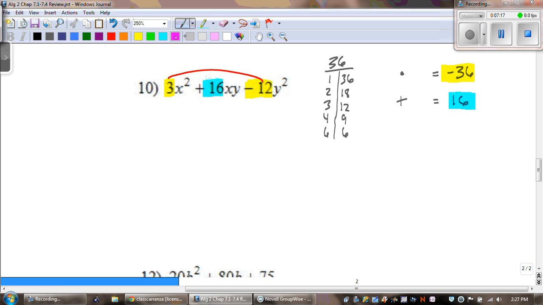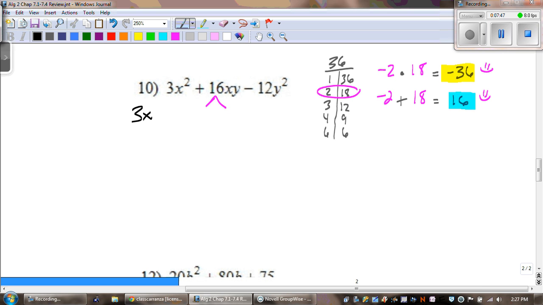And I see a set. Okay. Do you see the 2 and the 18? Negative 2 times 18 gives us negative 36, and negative 2 plus 18 gives us 16. Now, we cannot do the shortcut because our leading coefficient is 3. So this is where we split the middle term.